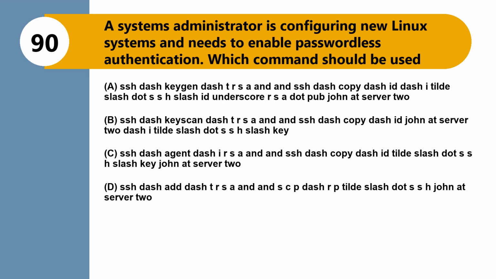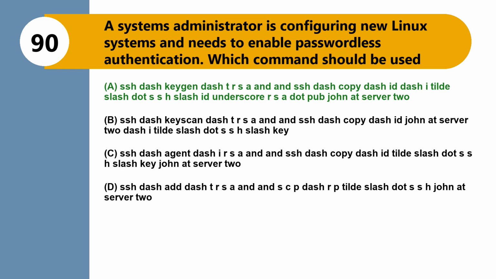Question 90. A systems administrator is configuring new Linux systems and needs to enable passwordless authentication. Which command should be used? Option A, ssh-keygen -t rsa and an ssh-copy-id -i ~/.ssh/id_rsa.pub john@server2. Option B, ssh-keyskin -t rsa and an ssh-copy-id john@server2 -i ~/.ssh/key. Option C, ssh-agent -i rsa and an ssh-copy-id ~/.ssh/key john@server2. Option D, ssh-add -t rsa and an scp -or -p ~/.ssh john@server2.